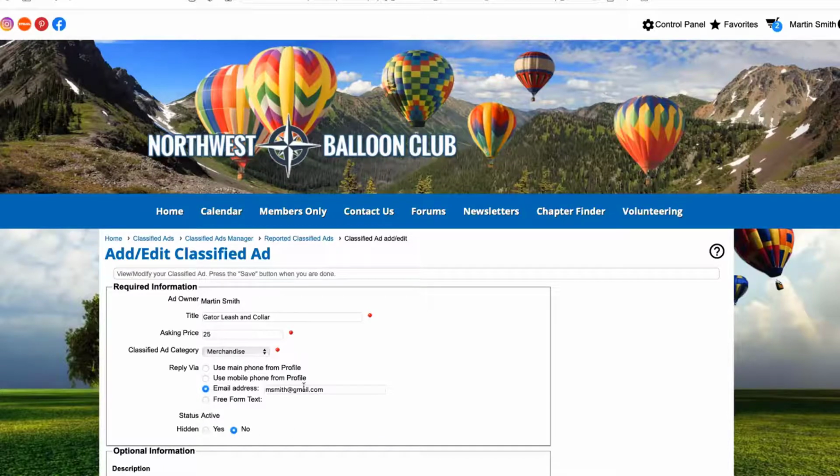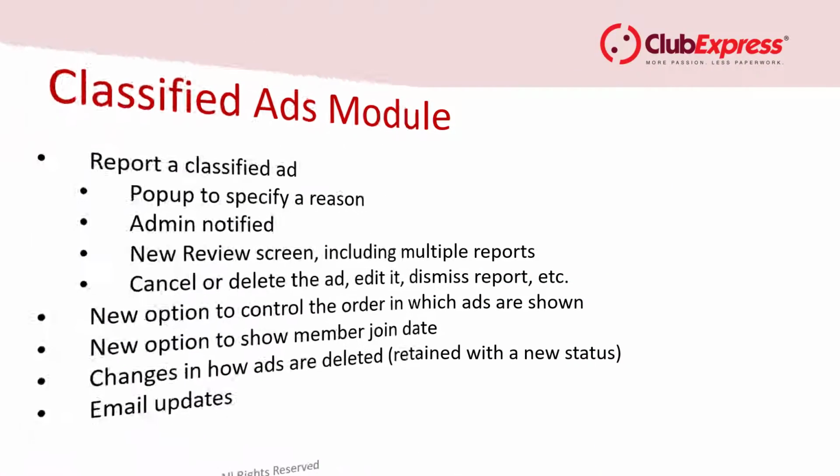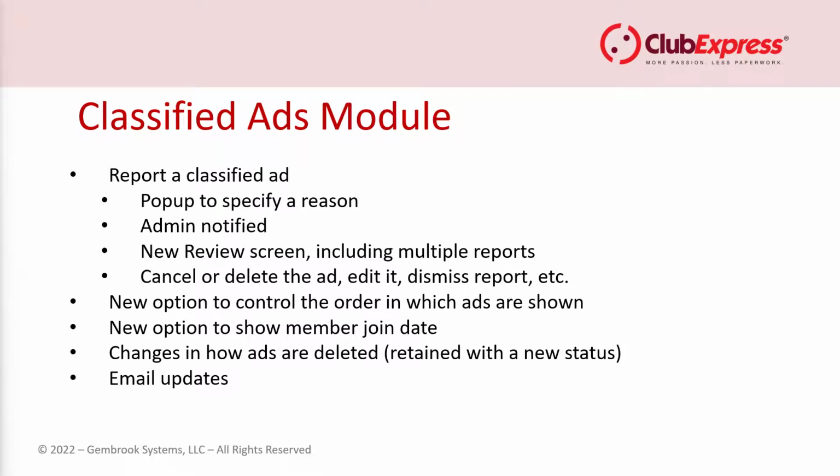And in each case, there are emails going backwards and forwards so that the ad poster and the person who filed the complaint also get notified about what was done to handle that report. Pop up to specify a reason. The admin is notified. There's a new review screen. You can cancel or delete the ad, edit it, dismiss the report. You can also now control the order in which ads are shown, and you can optionally show the member join date.